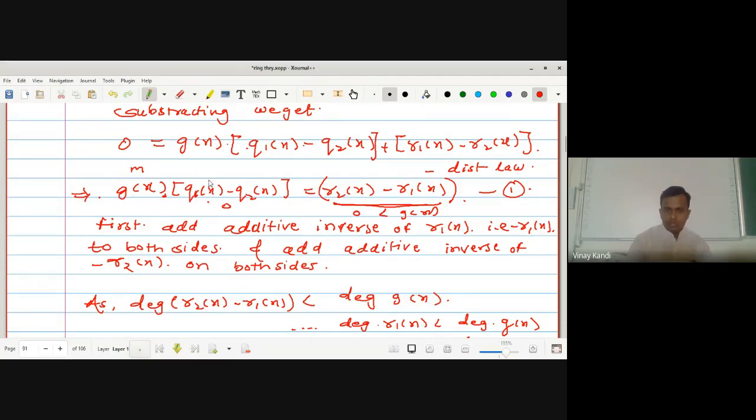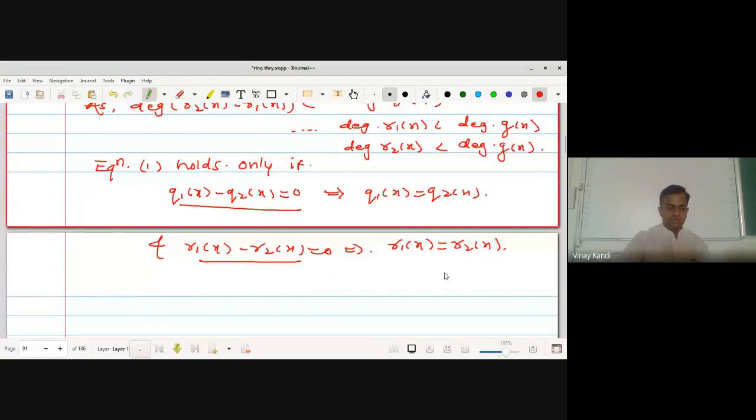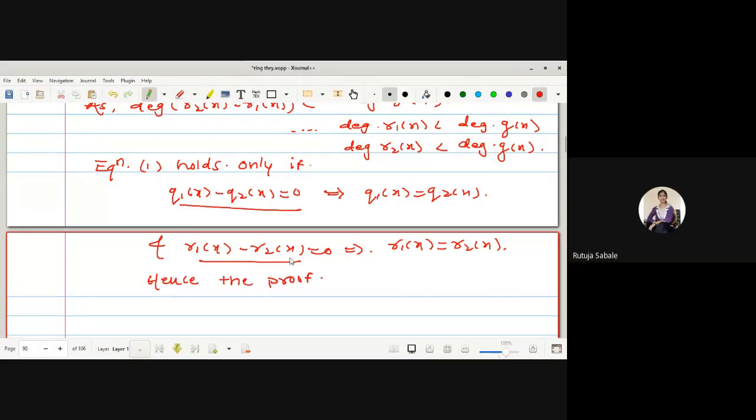Okay, when will both of these be equal? If and only if q1 of x minus q2 of x is equal to 0 and r2 of x minus r1 of x is equal to 0. Okay, hence q1 is equal to q2 and r1 is equal to r2. Hence the proof. Any doubt? No, sir.